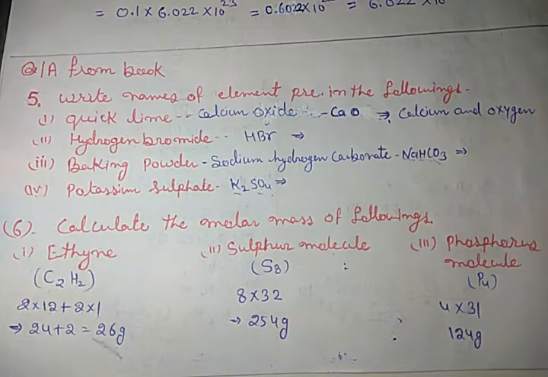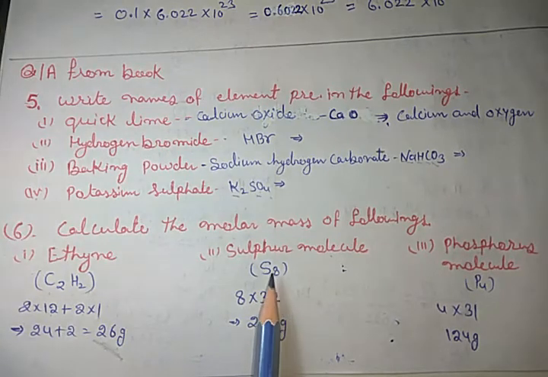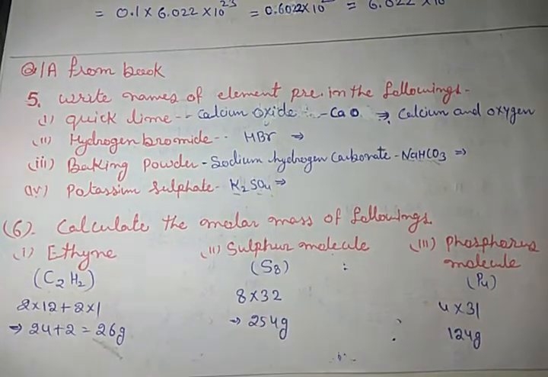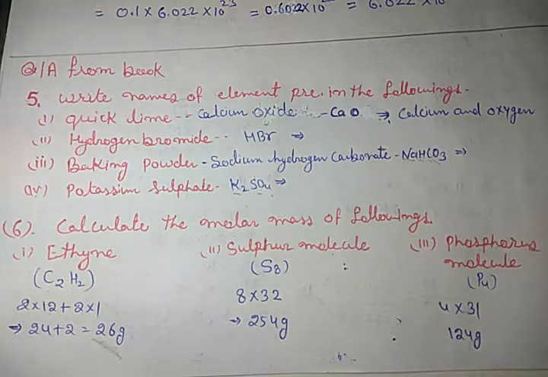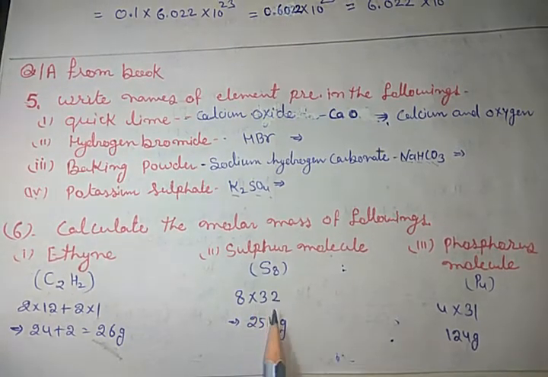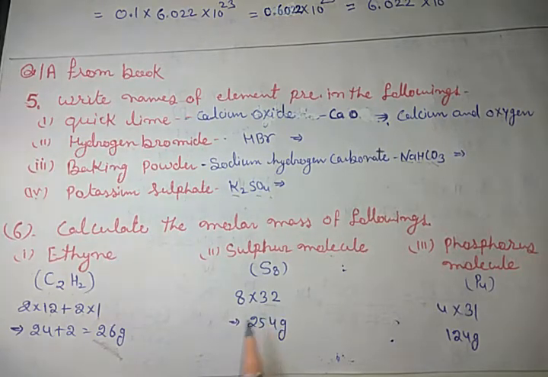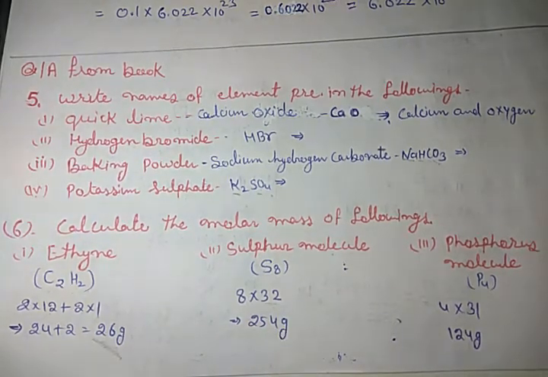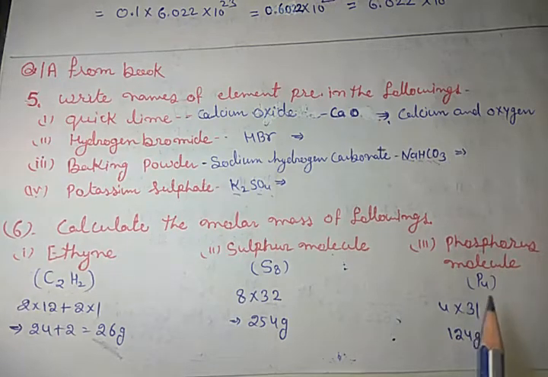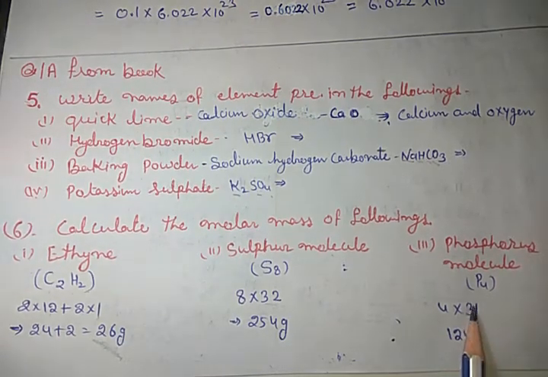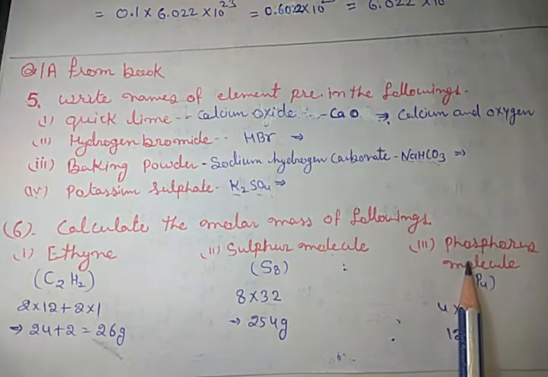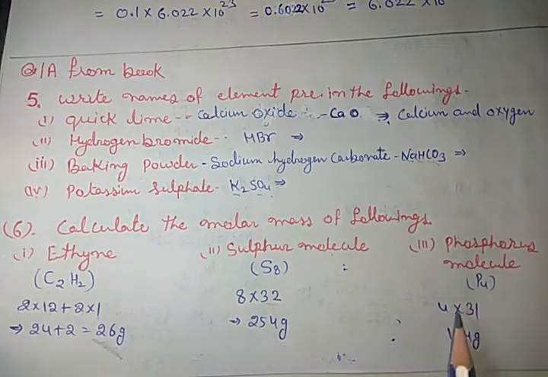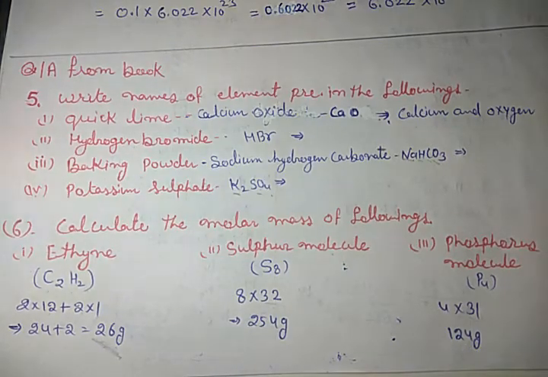In the sulfur molecule, there are 8 sulfur atoms combined. Since the atomic mass of one sulfur atom is 32, the total mass will be 8 into 32. The answer is 256 gram. Similarly, phosphorus, the atomic mass of one phosphorus atom is 31. Here in the phosphorus molecule there are 4. So 4 into 31, the answer becomes 124 gram. Got it?